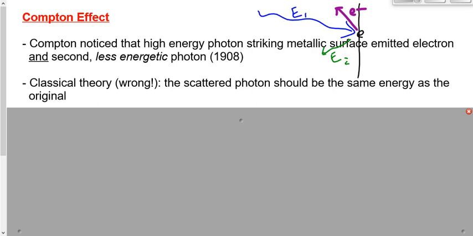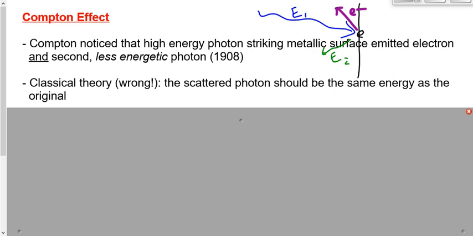Now, how did we deal with those collisions back in our first unit? What do we do to solve them? If two cars hit each other and you wanted to find the final speed of the second car, what would you do? PI equals PF. So Compton argued that this is really just a collision where energy and momentum are conserved. Okay, doesn't seem groundbreaking, right? But it is. Okay, there's a big deal here.